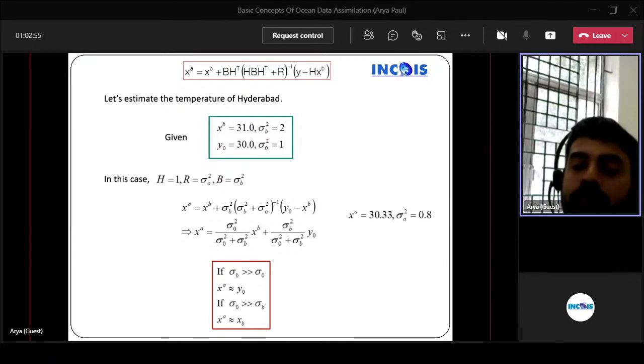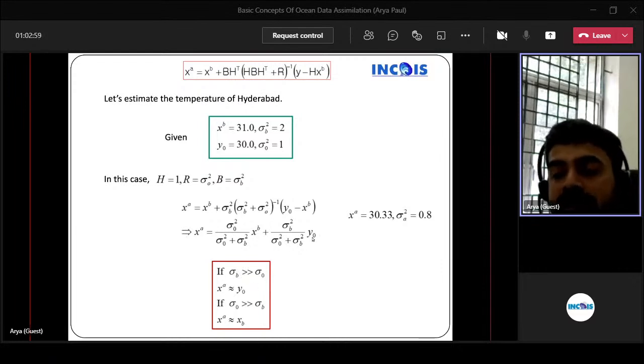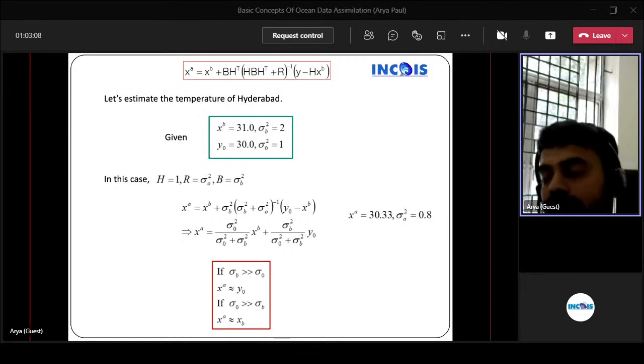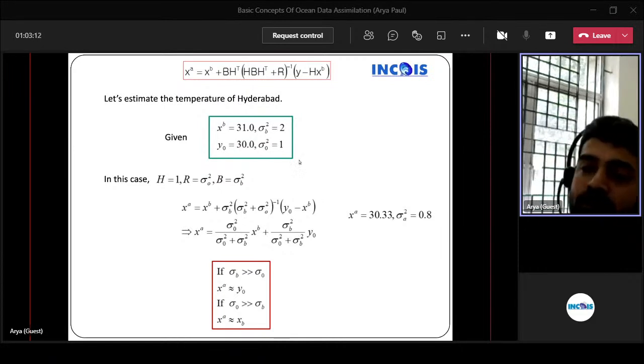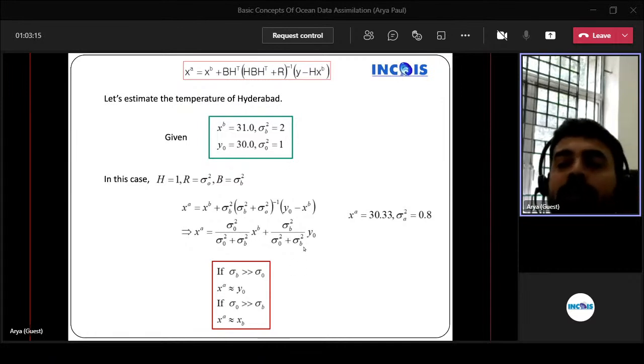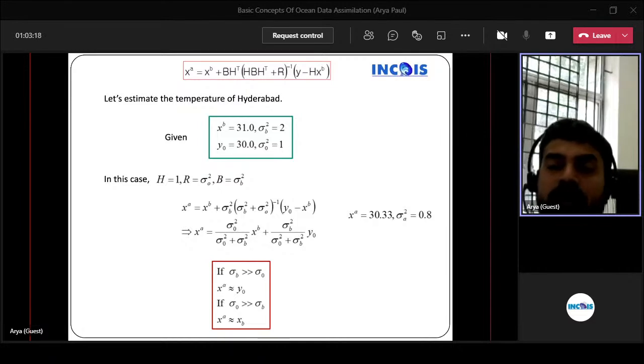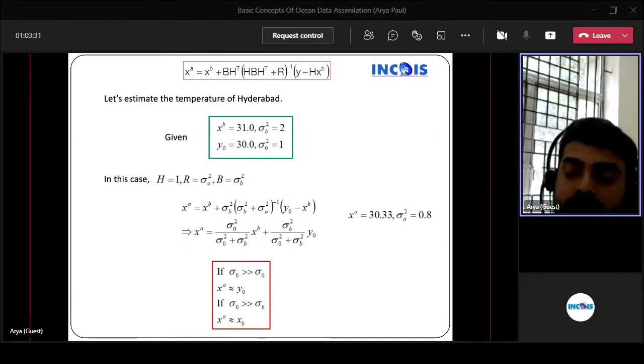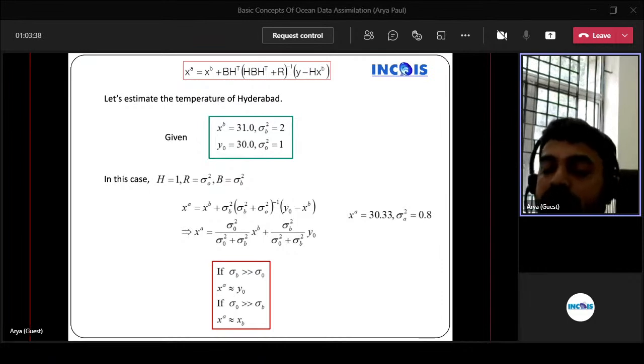In such a case, the analysis will be as simple as y0, the observation, which means that the data assimilation system is going to ignore the model, because through sigma b square you are saying that you do not have much faith in the model because the error associated with it is large. Since you do not have much faith in the model, the data assimilation system will choose to have more confidence in the observations, and the analysis will shift towards the observation. The analysis will be very close to the observation value that you provide.